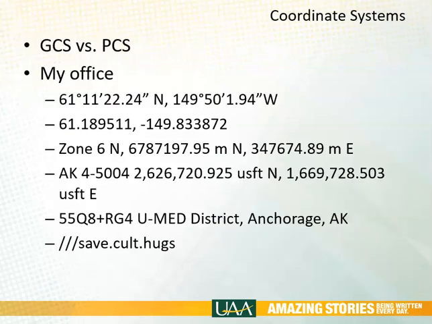So when we throw this all together, there are all sorts of different ways to locate places, and this may show up in some of the maps that you're using. Using the traditional latitude and longitude geographic coordinate system, my office is located at 61 degrees, 11 minutes, 22.24 seconds north, 149 degrees, 50 minutes, 1.94 seconds west. This can also be expressed in a decimal form, as you can see in the second line there.